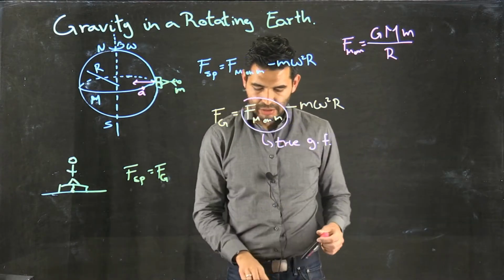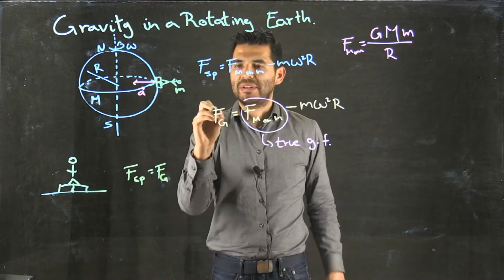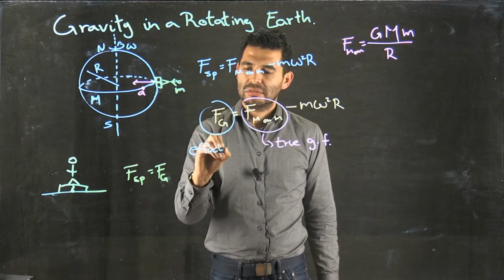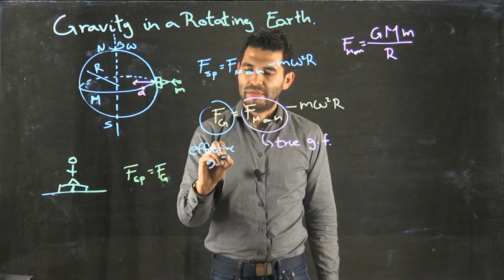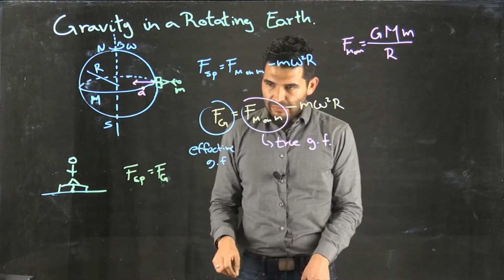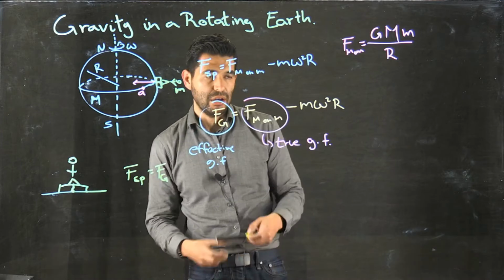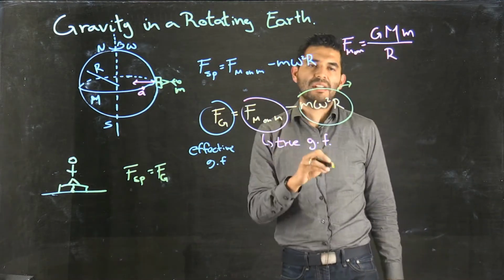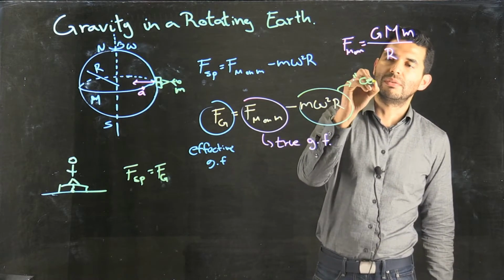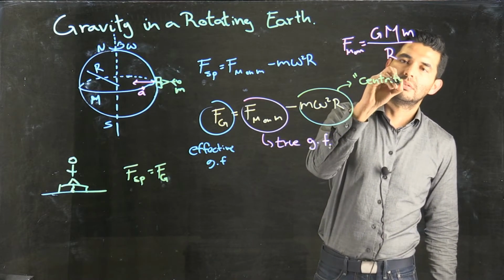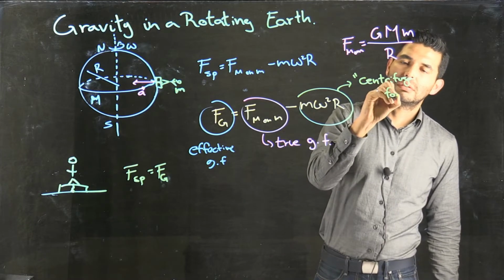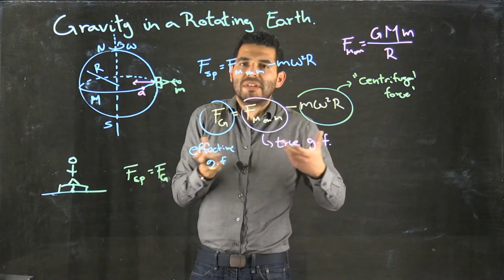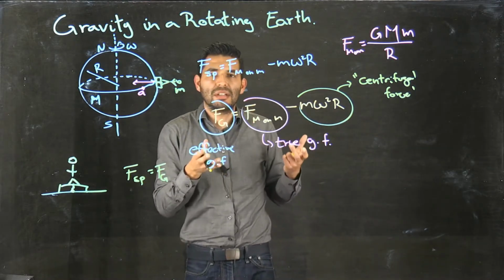This other one, on the other side, the one that is experienced by this person here, is what we call the effective gravitational force. Finally, this other term is the fake force that we sometimes call centrifugal force. That force that isn't real, but that we experience due to being in a non-inertial frame of reference.